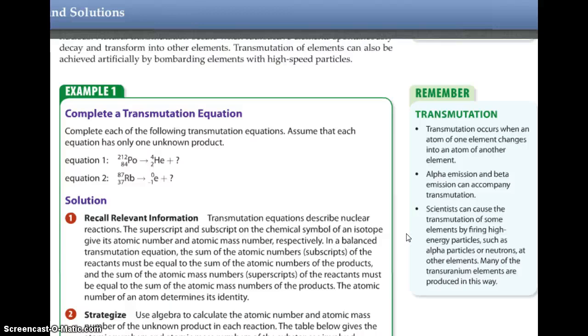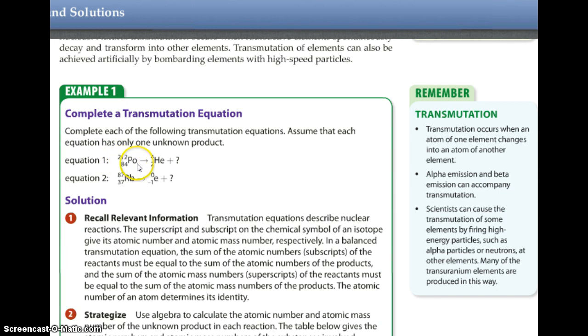Many of the transuranium elements are produced this way. So trans means beyond, so elements that have a higher atomic number than uranium. Complete a transmutation equation. Complete each of the following transmutation equations. Assume that each equation has only one known product.